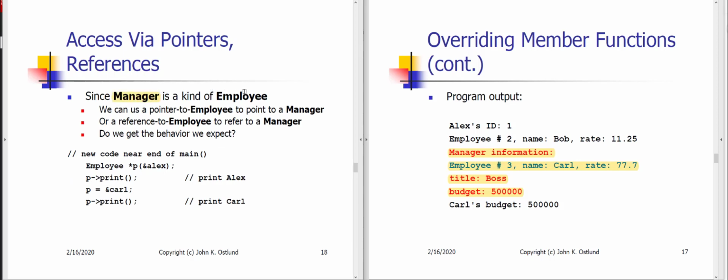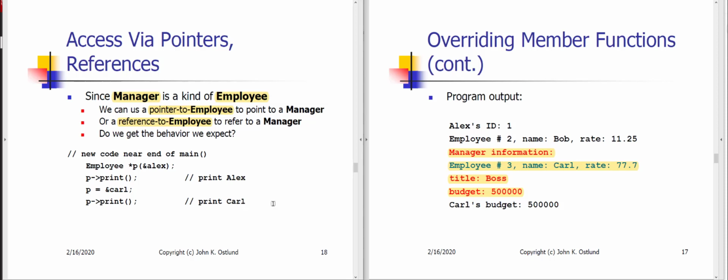A manager is a kind of employee, and therefore it turns out that we can use a pointer to employee to point to a manager, and we can invoke through that pointer to employee any member function that's valid for the employee class. Similarly, we can do the same kind of thing by using a reference to employee to refer to a manager. All right, so here we're adding a little bit of code at the end of our main function. We're saying P is a pointer to employee, initialized to point to the employee object Alex, and when I call P arrow print, that displays information about Alex. Now I'm going to modify P to contain the address of the Carl object and invoke P arrow print to display Carl.